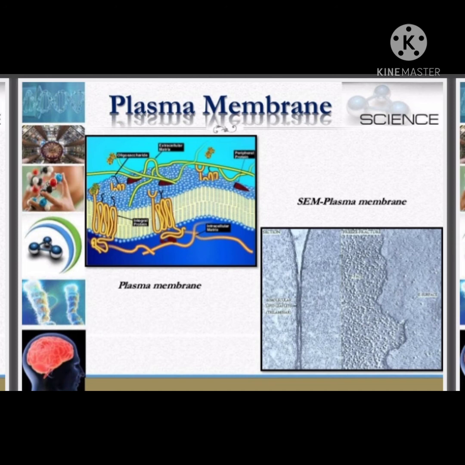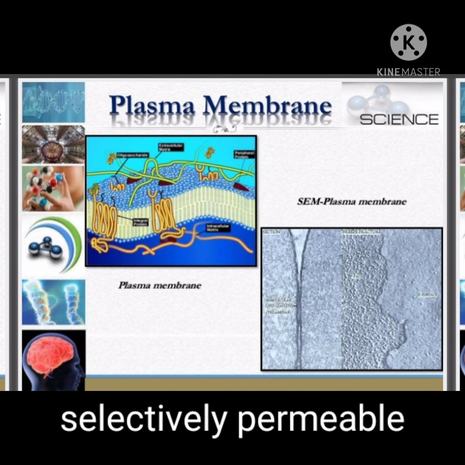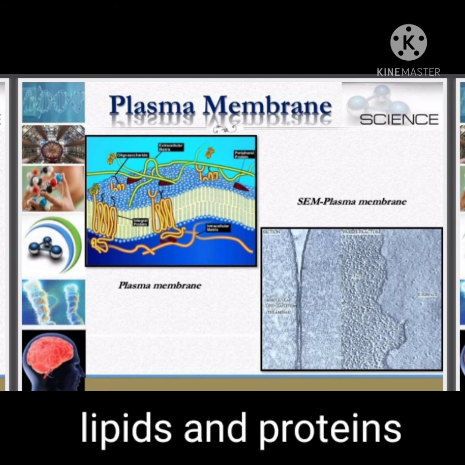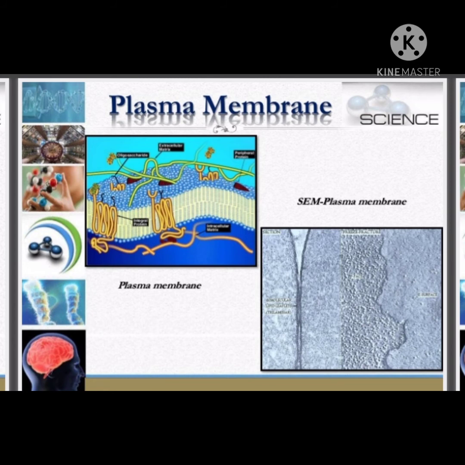Permeability means the capacity of a membrane for the transport of materials across it. So the cell membrane is a selectively permeable membrane. What is meant by selectively permeable membrane? It is not allowing the transport of all kinds of materials. At the same time, it allows the entry and exit of only some selected materials. That's why it is known as a selectively permeable membrane. And chemically, the plasma membrane is made up of lipids and proteins.